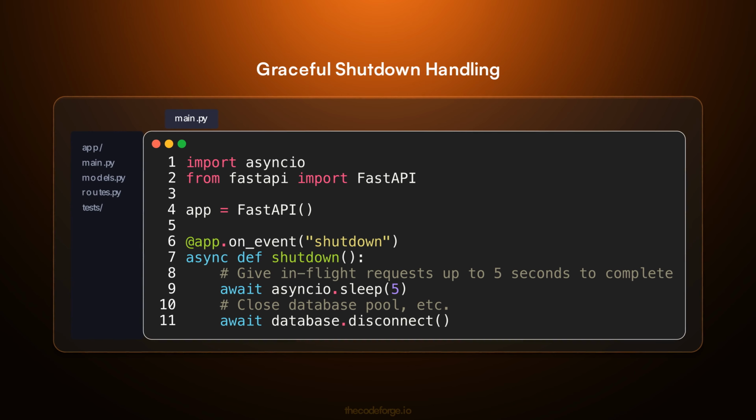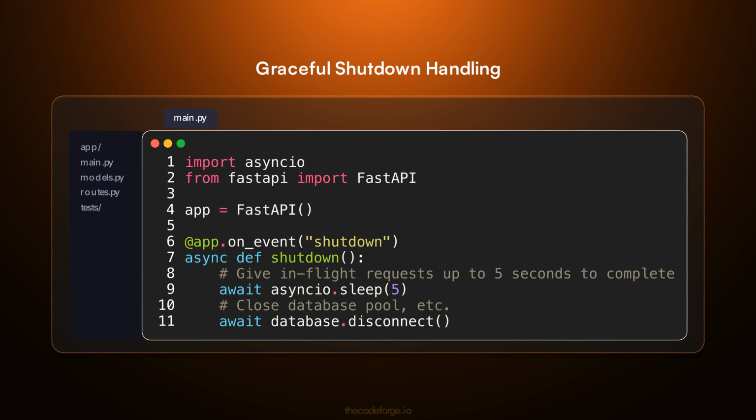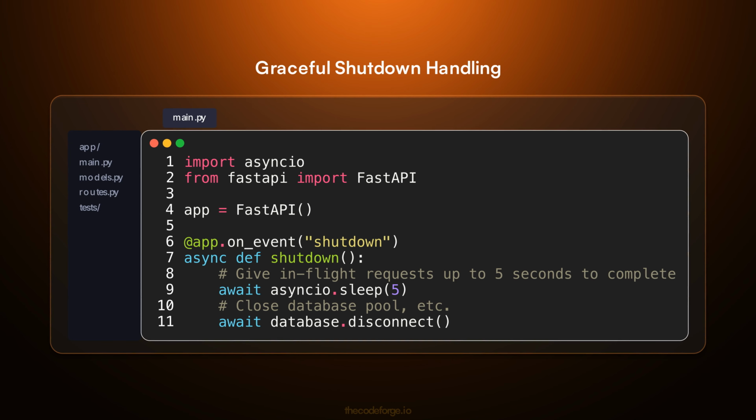FastAPI Cloud can terminate instances at any time, e.g., during scaling or health check failures. Your app should handle SIGTERM to close database connections and finish in-flight requests. Add a shutdown handler that waits for pending tasks.